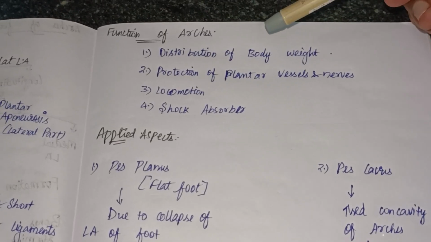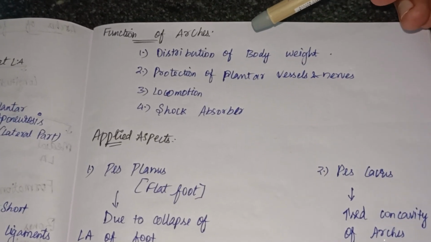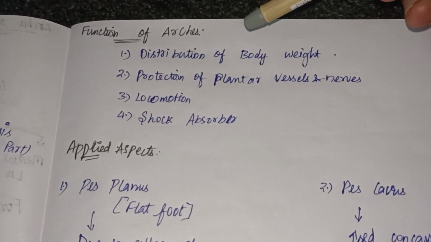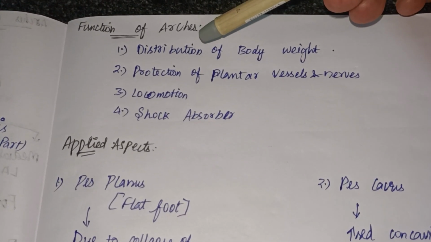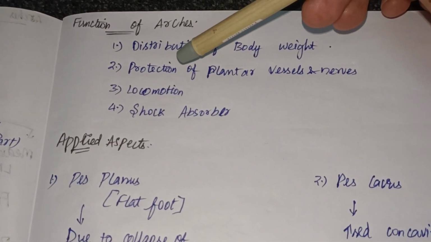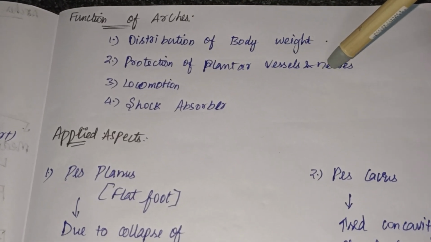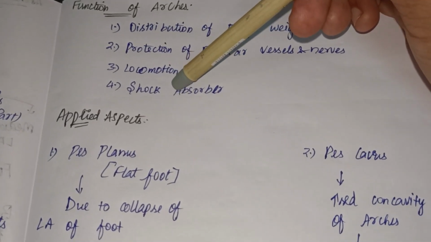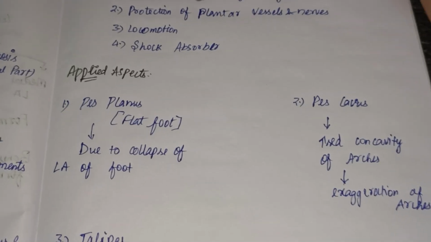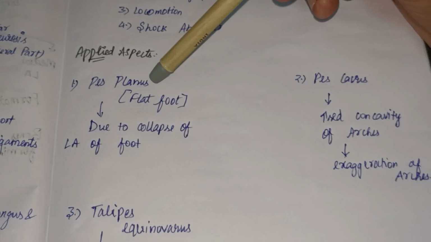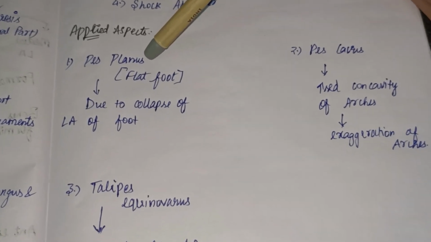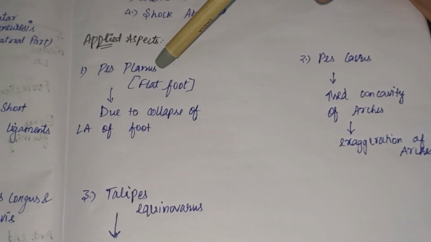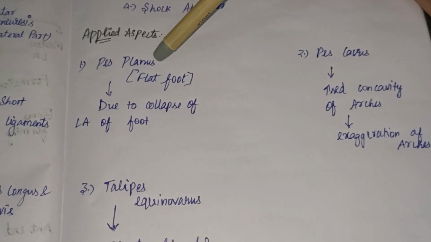Let us see the functions of arches now. There are four important functions of arches. First function is distribution of the body weight. Next is protection of the plantar vessels and nerves from injury, helping in locomotion, and acting as a shock absorber. Next let us see the applied aspects. I have given three applied aspects here which are most important for the arches of the foot. Let us see one by one.